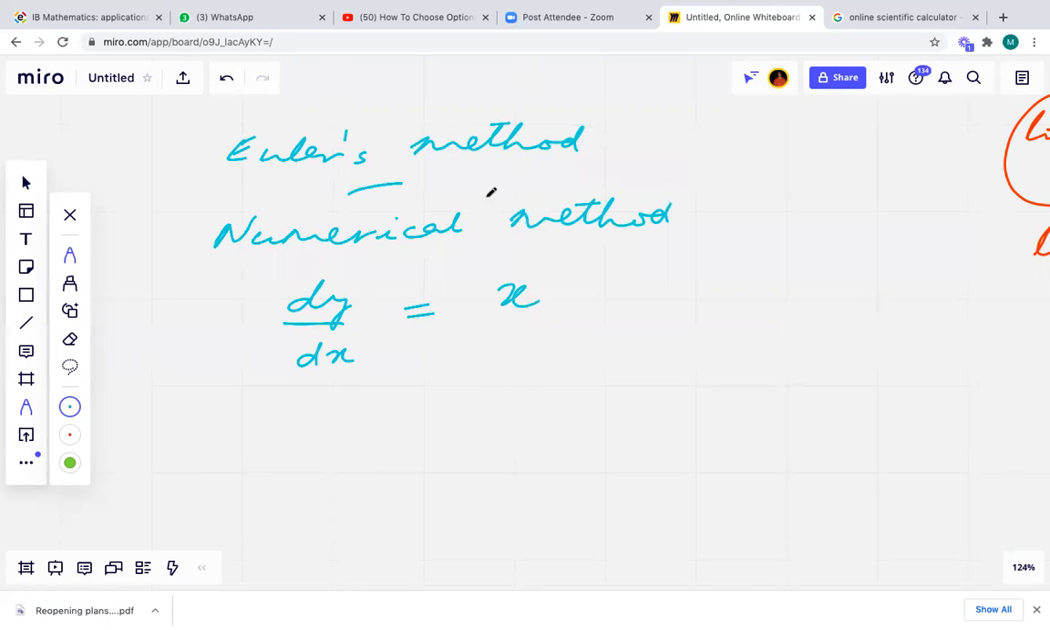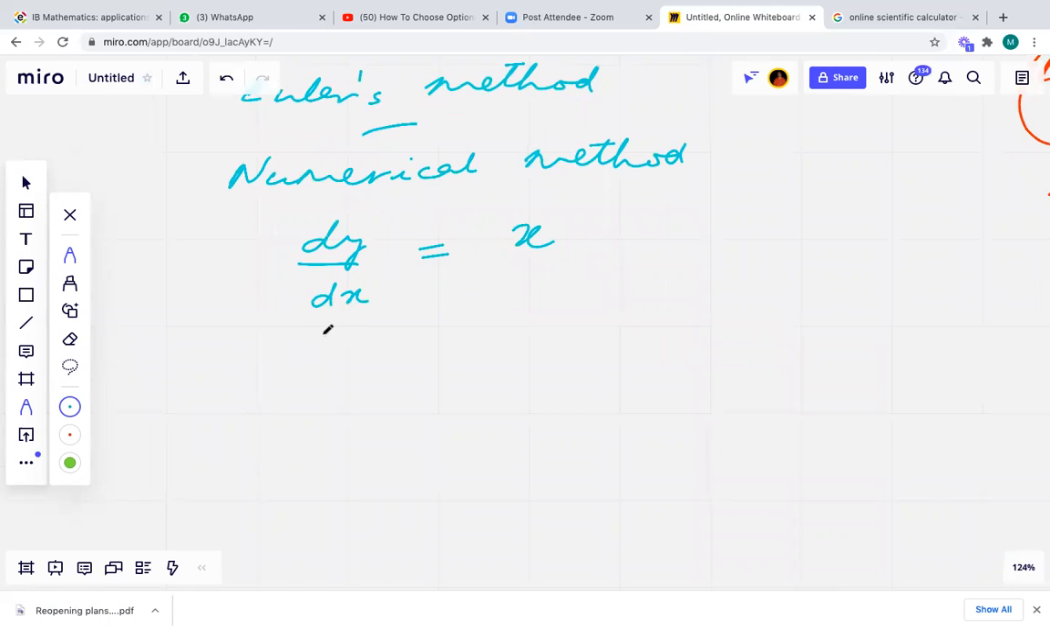Now, what are you doing when you're solving this equation? I'm finding the rate of change. No, you're finding y. You are not finding the rate of change, it is given to you. The rate of change is given to you, and you're finding y. Is that clear? So you have to find y.